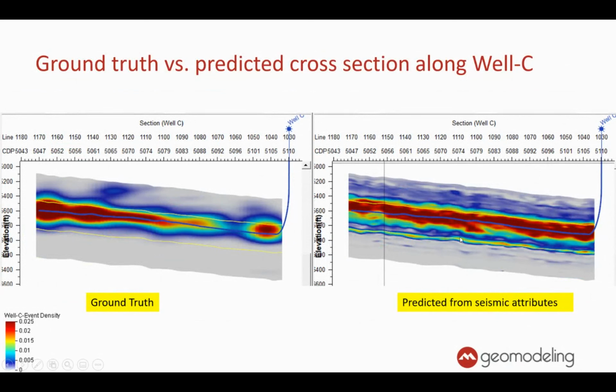So the benefit of this workflow done on stratigrid is that you can see the predicted event density by strata slices through it, and you can also see it on the section view.